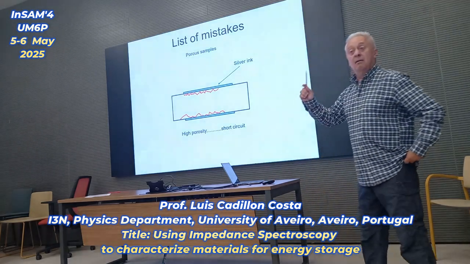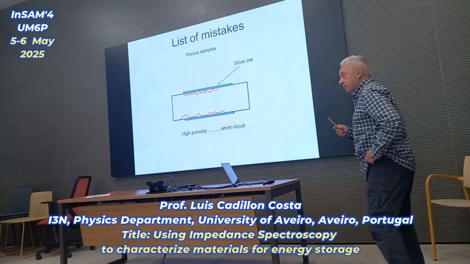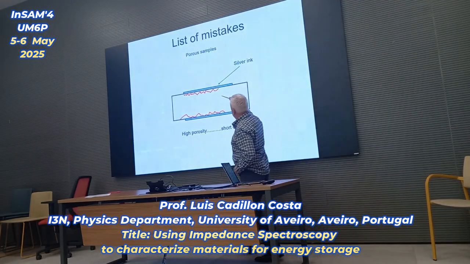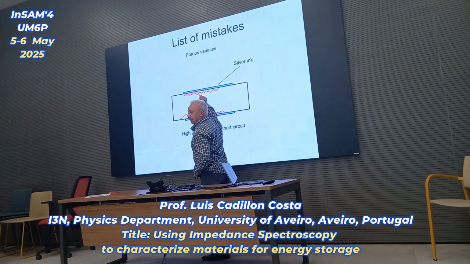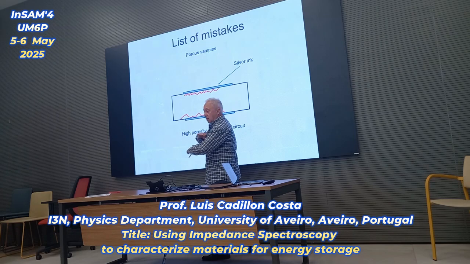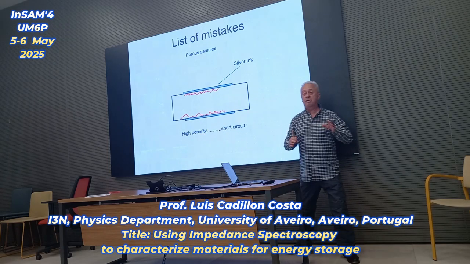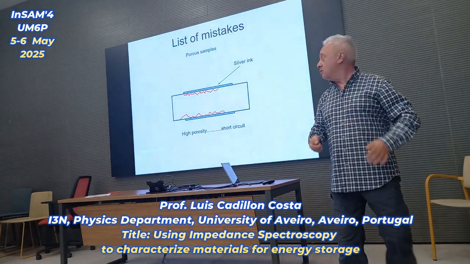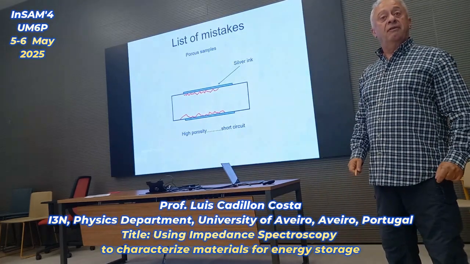I put it easy, porous. Another problem. If I have porous here, usually we put silver ink here to make the contacts. If I have a porous material, the silver goes inside. This distance decreases, and I have a short circuit. It's also very common. That means if I have a porous material, I cannot use this kind of electrodes.